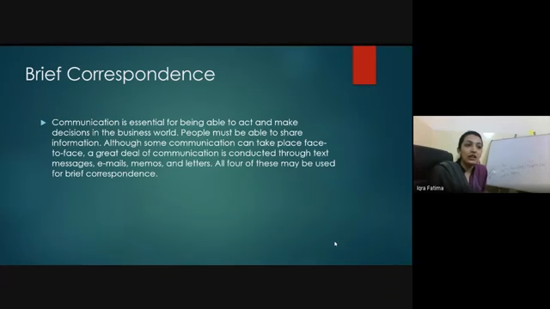Those daily or routine conversations can be face to face, but there are other ways to communicate as well. Four different brief correspondence ways are text messages, email, memo, and letter. These are the ways of brief correspondence.